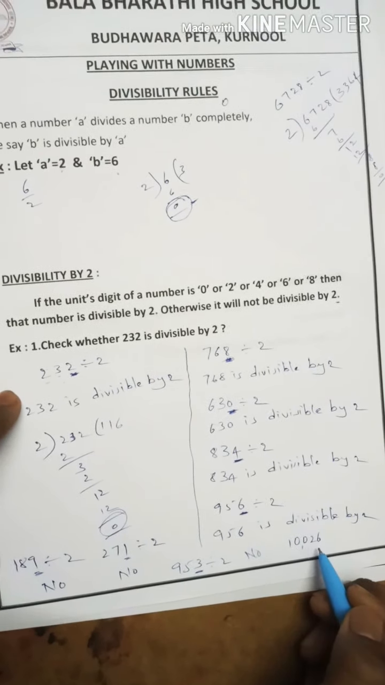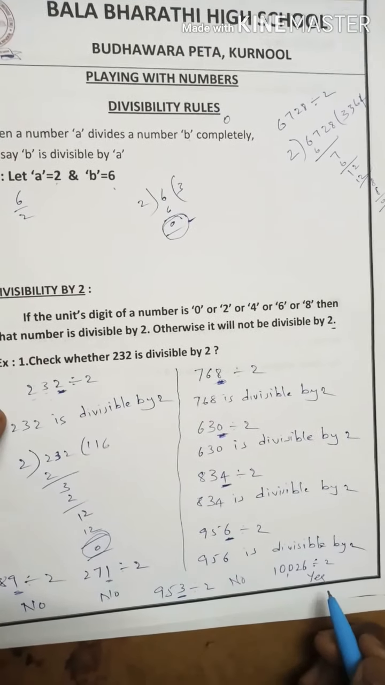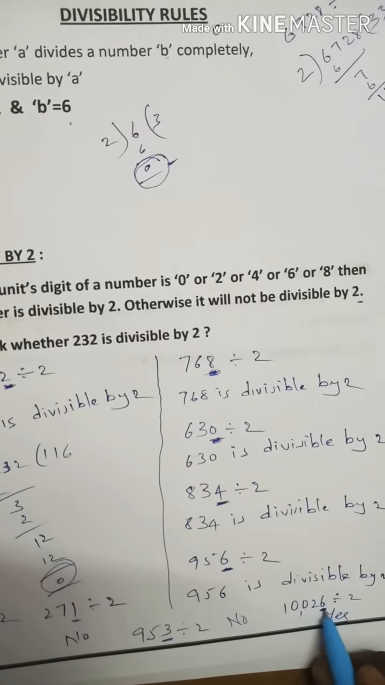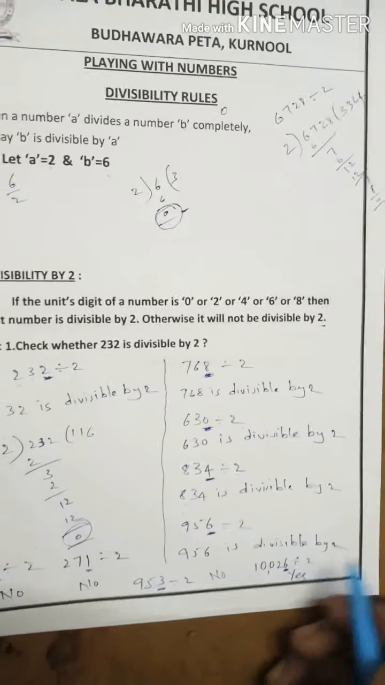10,026, is this 10,026 divisible by 2? Yes. Why? Because in the units place you have 6, that is why it is divisible by 2.